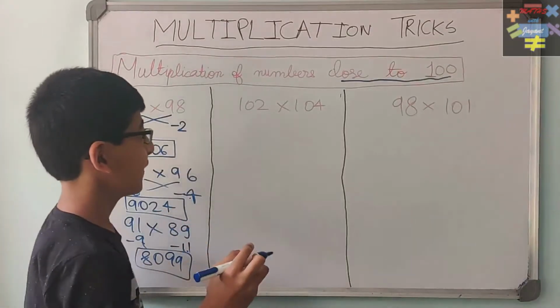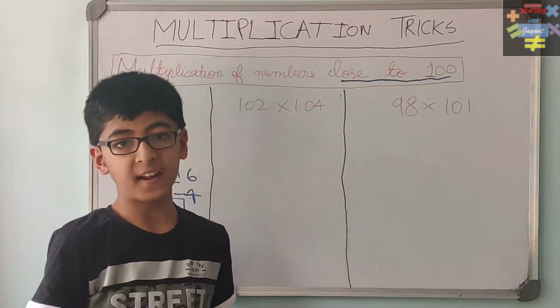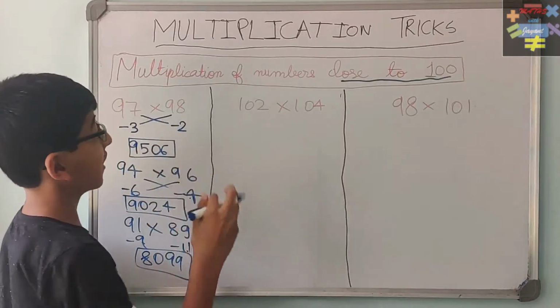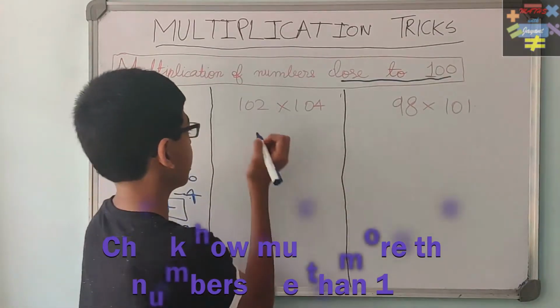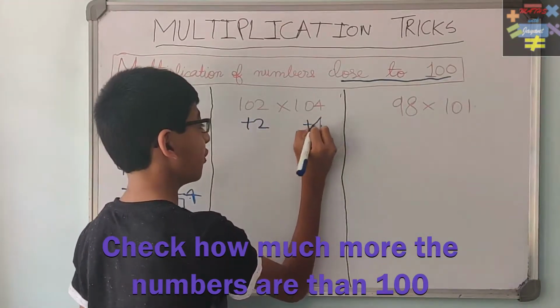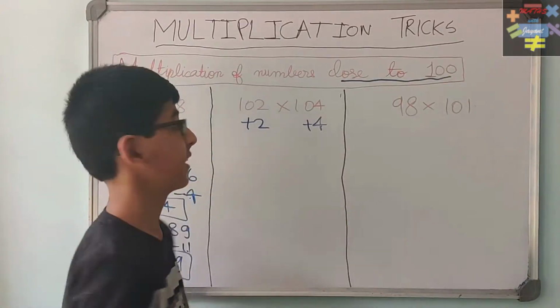Now let us solve the second type, where both the numbers are greater than 100. How do we solve this? Over here we checked how much lesser the number is than 100. Over here we'll check how much more it is than 100. 102 is 2 more than 100. 104 is 4 more than 100. And this was our step 1.